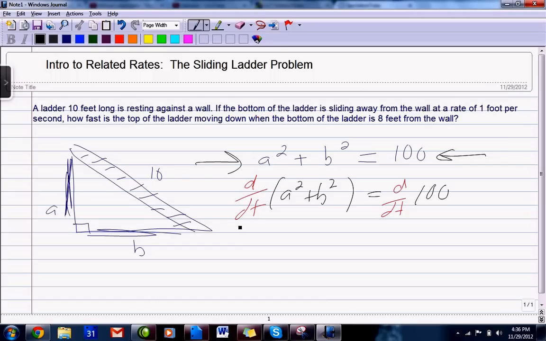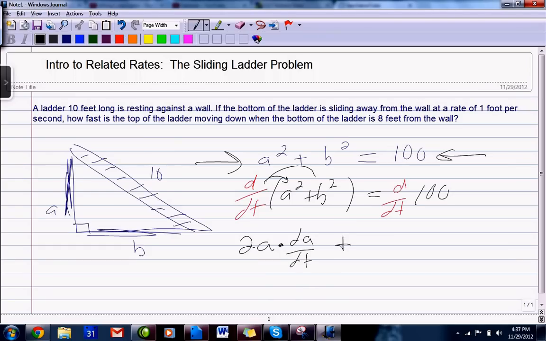So I'm going to go ahead and differentiate with respect to t. Just as in implicit differentiation, if you differentiate with respect to t and you're differentiating a non-t variable, you have to use the chain rule. Just like the derivative of y squared with respect to x in implicit differentiation would be 2y times dy/dx, similarly, the derivative with respect to time of a squared is going to be 2a times, by the chain rule, dA/dt.